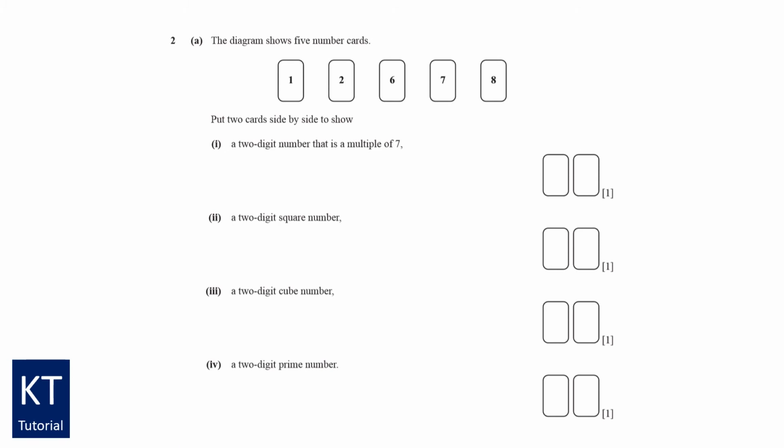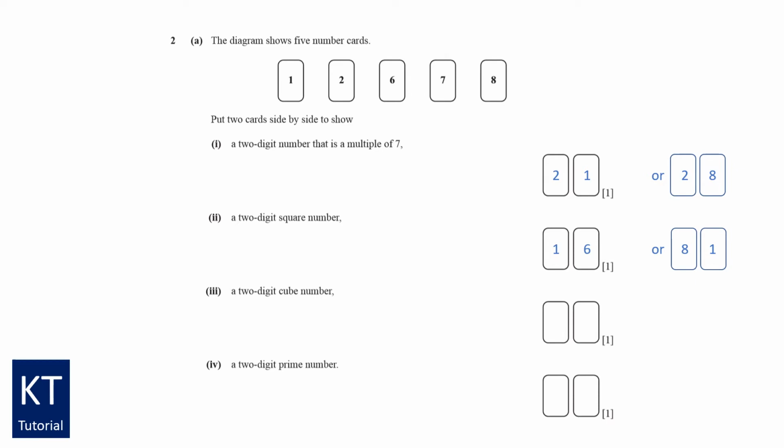Question 2a. The diagram shows 5 number cards. Put 2 cards side by side to show a 2-digit number that is a multiple of 7. The possible answers are 21 and 28. Next, put 2 cards side by side to show a 2-digit square number. The possible responses are 16 and 81.